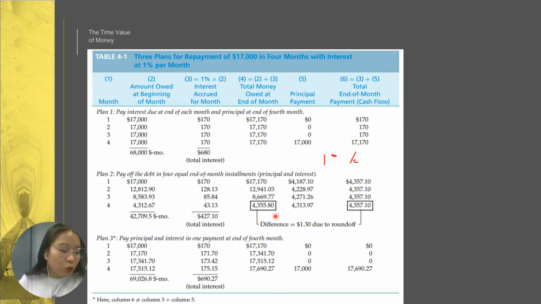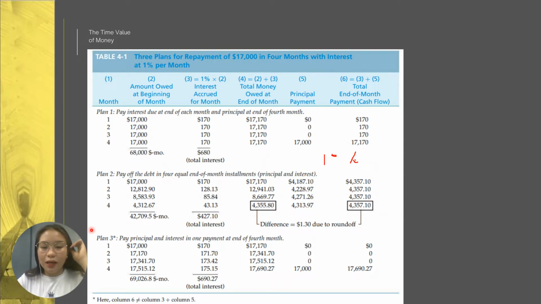Basically in plan 2, there are fewer dollar-months of borrowing, 42,709 versus 68,000 in plan 1, because your principal is being repaid every month, and the total amount of interest paid, 427.10, is of course less than in plan 1, which is 680.